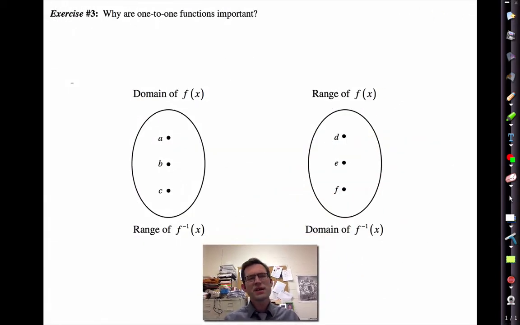Now, exercise 3, and then I've got actually a picture from the next page, asks a very, very important question. Why are one-to-one functions important? Now, for those of you that go on and study higher level math, one-to-one functions are important for a lot of different reasons. But there was one reason more than any other that you learned last year in Algebra 2 with trigonometry about why they're important. Pause the video now and see if you can remember anything.